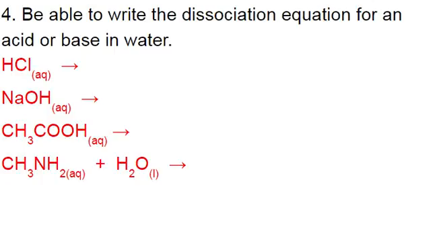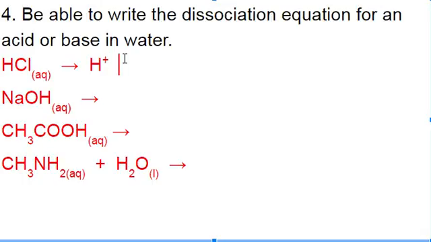Objective 4, be able to write the dissociation equation for an acid or base in water. Now, other than a weak base with either an NH2 or NH3 group in it, you could write these without actually showing water because your starting acid or base is going to be aqueous, meaning it's in water. So you can simply show the net, what we call the net ionic equation. So you could show that HCl will dissociate into H plus ions and Cl minus ions.